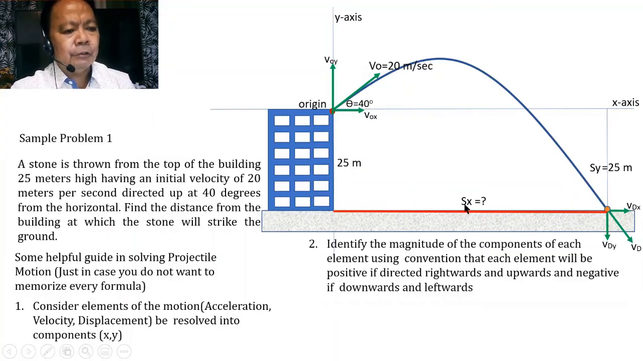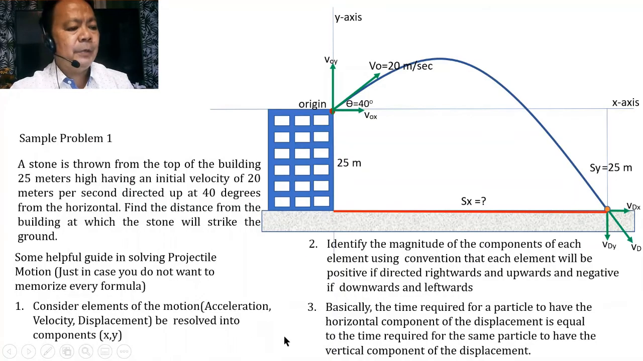So, ganoon dito, yung kanyang s sub x will be this value. Okay? And it will be positive because it is located to the right of the building. Kaya from here, maintindihan natin na as the particle moves from the original position to the final position, although the particle moves upward and then downward, the total displacement shall be represented here by s sub y.